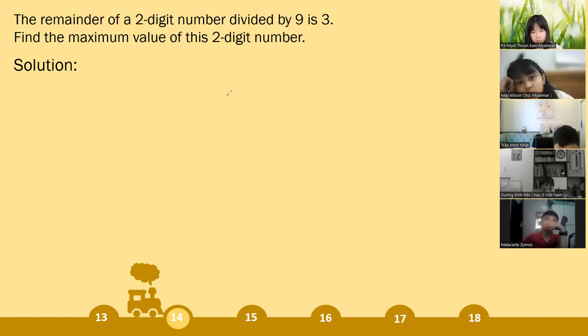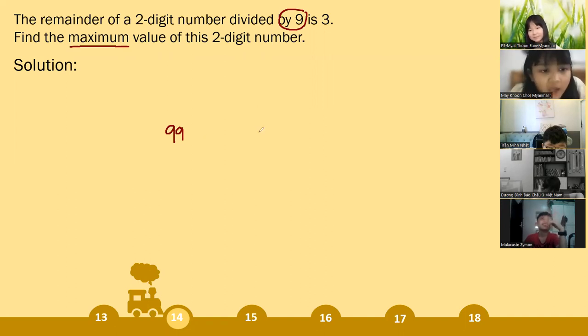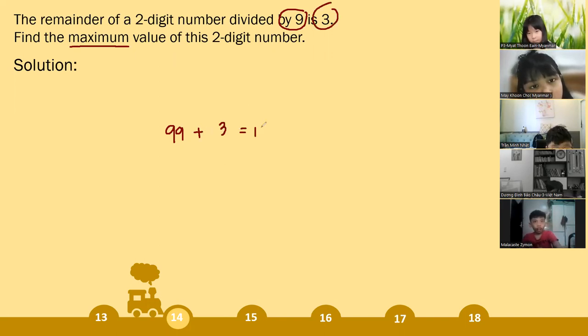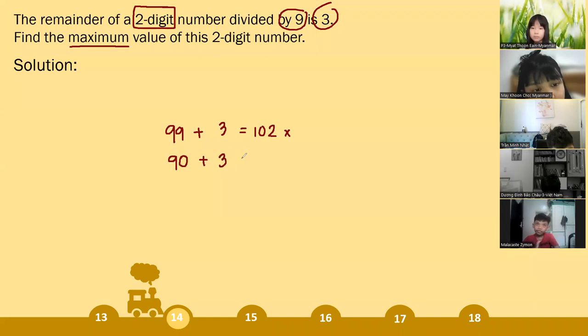Okay. All right. So we have here: the remainder of a 2-digit number divided by 9 is 3. Find the maximum value of this 2-digit number. Since you are dividing by 9 and asked for the maximum, get the largest 2-digit number divisible by 9. That is 99. Now, 99 divided by 9 is divisible, right? It doesn't have a remainder. It's 11. So now, if you add the remainder 3, that's 102. Take note that 102 is not a 2-digit number anymore. So you go to the second largest multiple of nine, which is 90. You add the remainder, so you have 93. That's the answer. Is that clear?